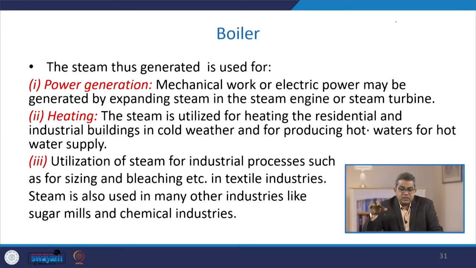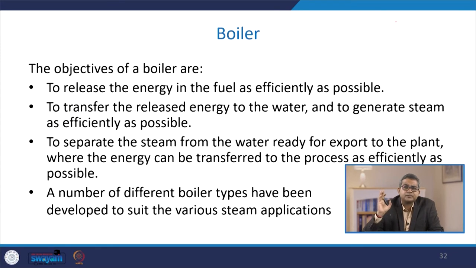The steam generated by this means can be used for power generation, mechanical work or electric power. This can be generated by expanding steam in a steam engine or steam turbine. Heating: this can be utilized for heating residential and industrial buildings, various chemical processes, etc. Steam is also used for industrial processes such as sizing and bleaching in textile industries, and in many other industries like sugar mills, paper mills, chemical industries and so on.